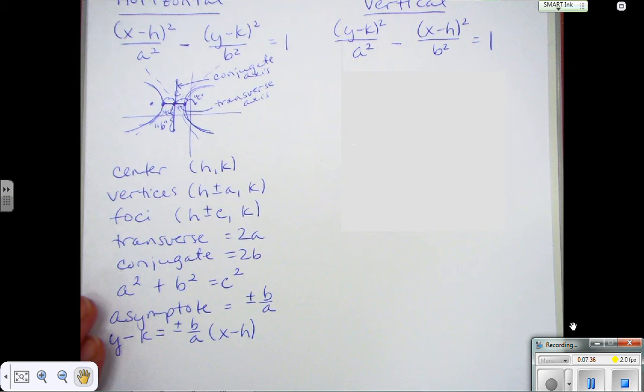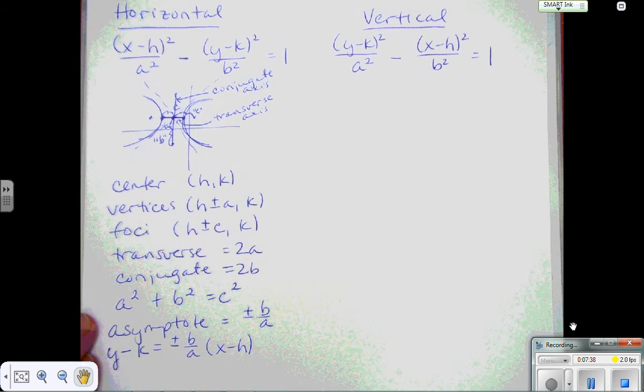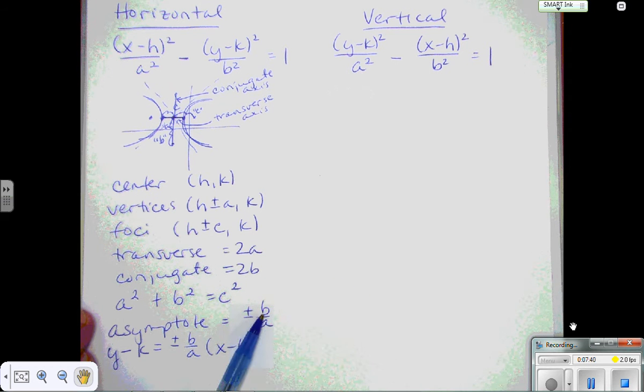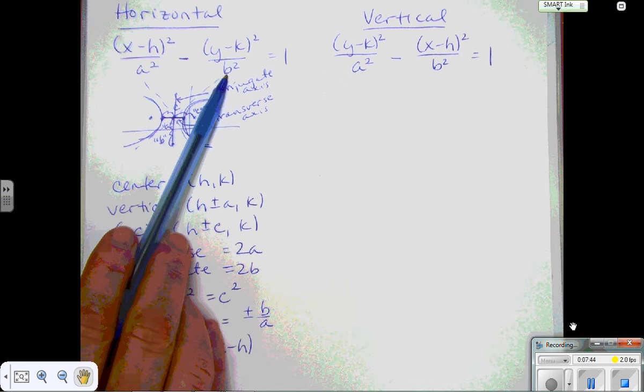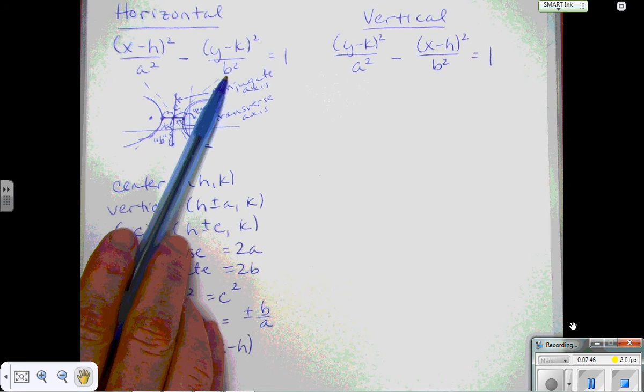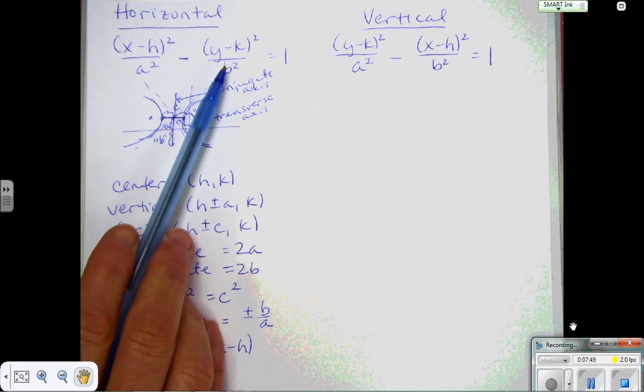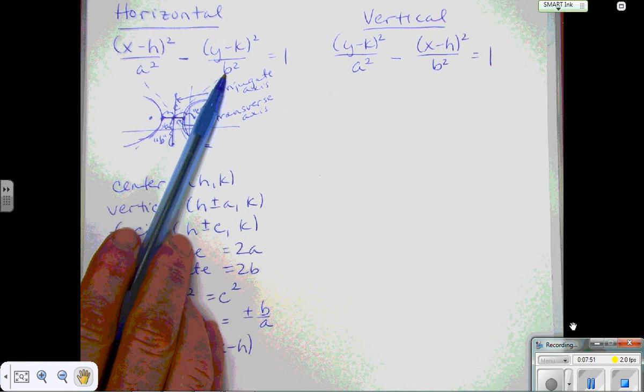So if you notice your slope for the asymptote is b over a, and b is with the y. So that's how I kind of help myself remember what the slope is going to be, because the number that's on top in the numerator is always going to be the one that's with the y.